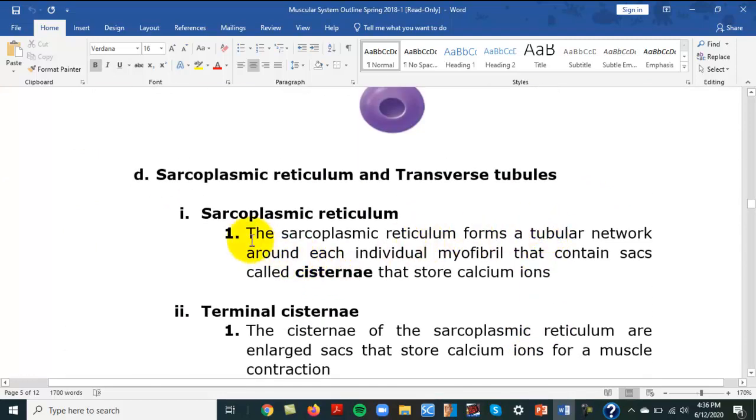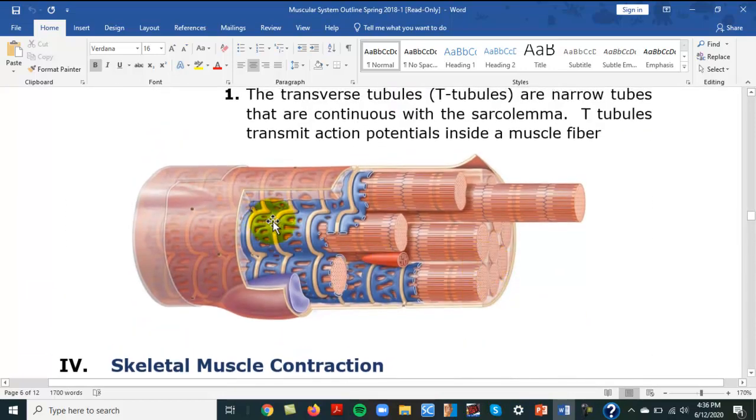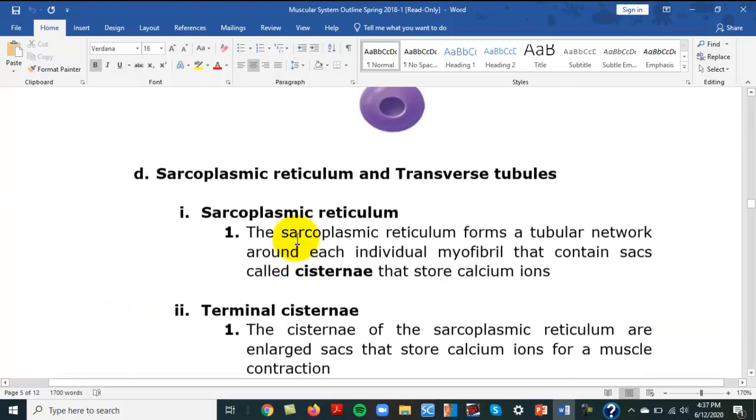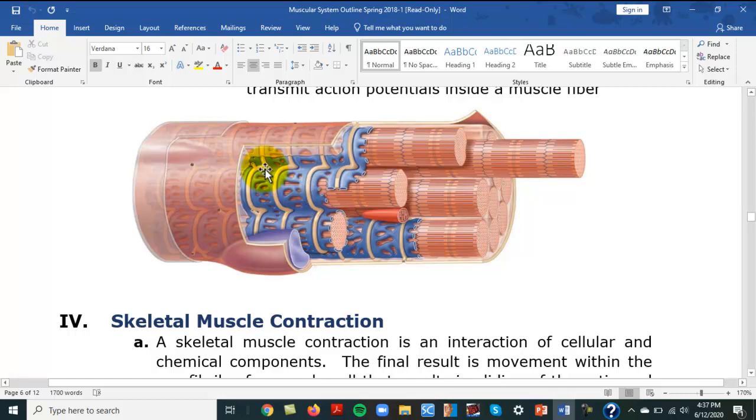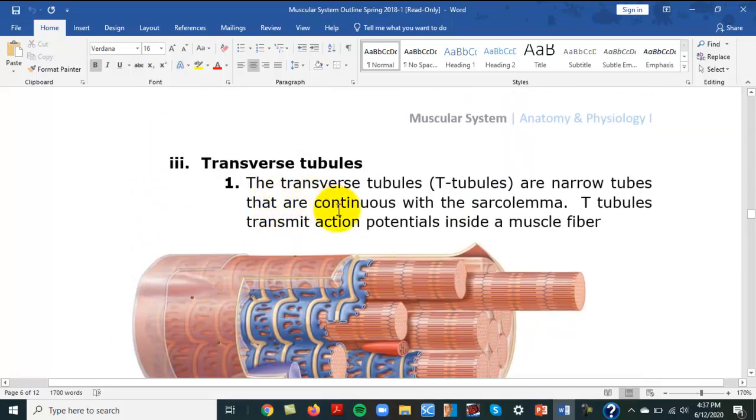But the sarcoplasmic reticulum is the, see the blue? I like this picture better. So here are the myofibrils. You can see the areas, the sarcomere. Here's the two Z lines, but this whole thing is called a myofibril. And that little area between here and here is a sarcomere. But this blue is called the sarcoplasmic reticulum. See that? And then that tan tube that goes down the middle is referred to as a transverse tubule.